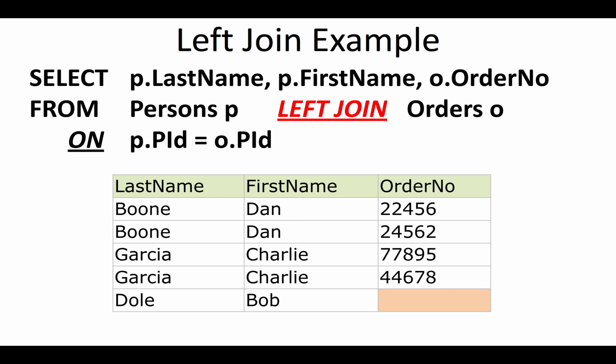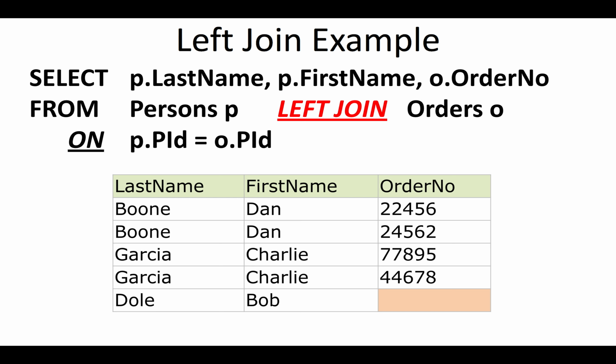Now notice that there's an order that didn't match, right? Dole doesn't seem to have ordered anything. In an inner join, Dole would not be here, because since Dole didn't order anything, there is no foreign key that matches on the primary key of Dole. So Dole would not have made it into this query. But because I'm saying left, I'm saying person P is on my left, I want those records even if they didn't match.